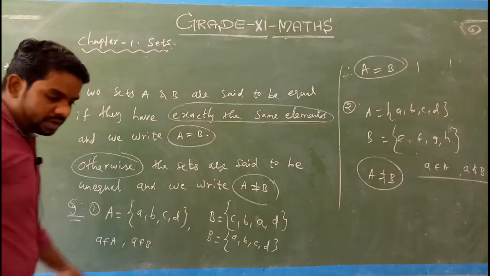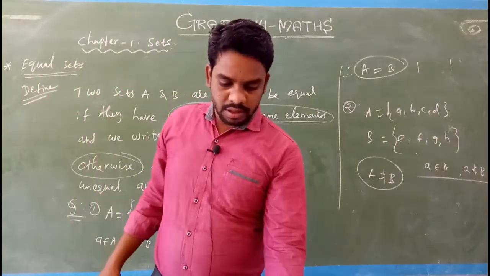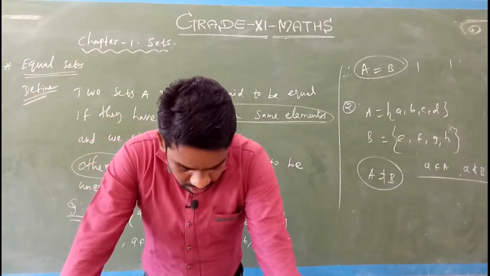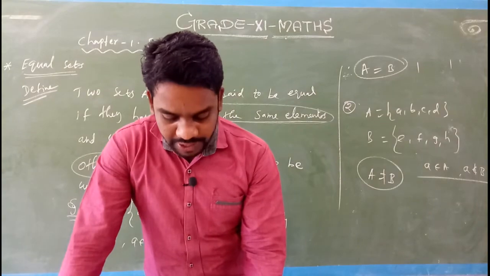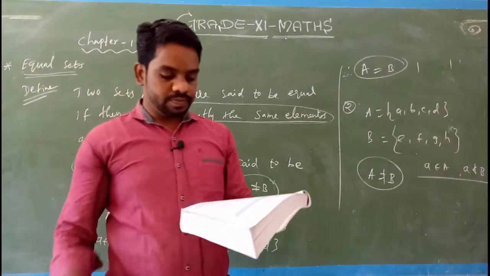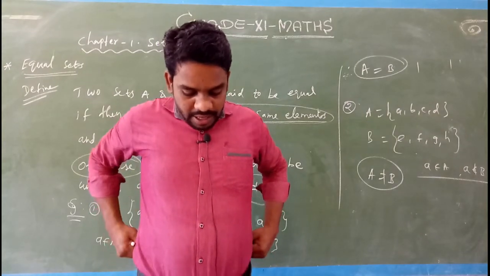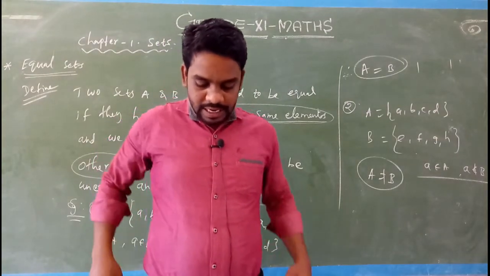Here's another example, on the right side, page number 7. First example: A equal to {1, 2, 3, 4} and B equal to {3, 1, 4, 2}. The given sets A and B are equal. And the second example: A is the set of prime numbers less than 6.